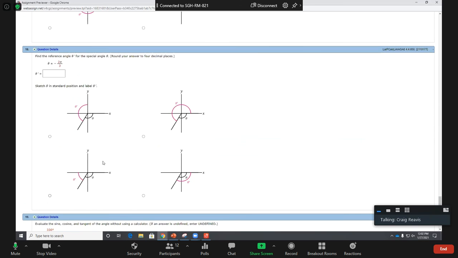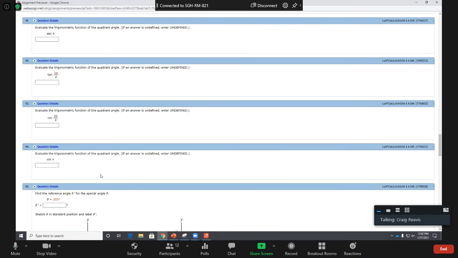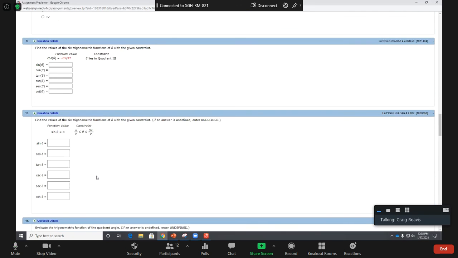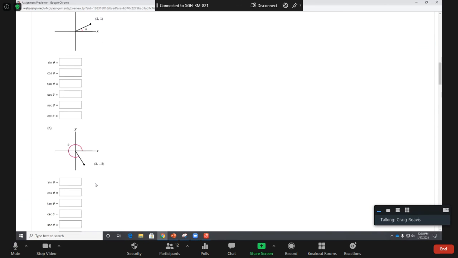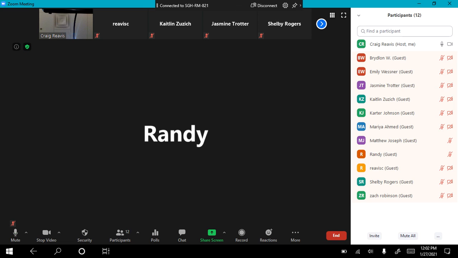So the unit circle is going to help you with these problems. And then remember all students take calculus, what's positive and negative. Remember that sine, cosine, and tangent are inverses of cosecant, secant, and cotangent. Remember how to find your reference angles. So that should be it.